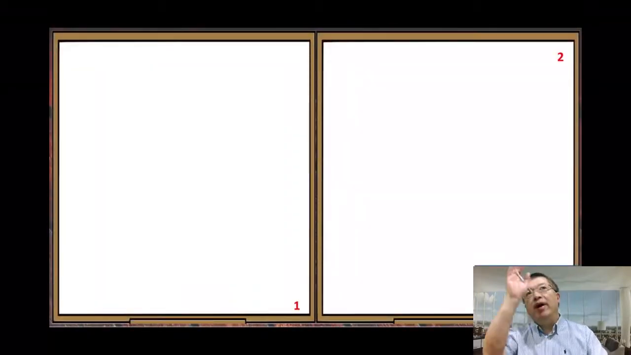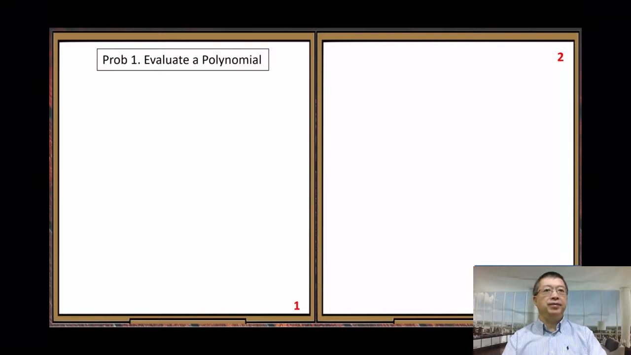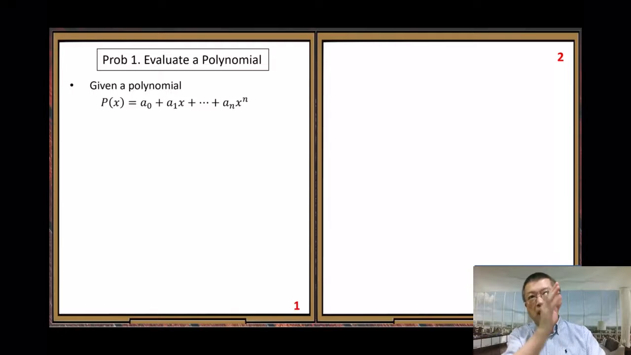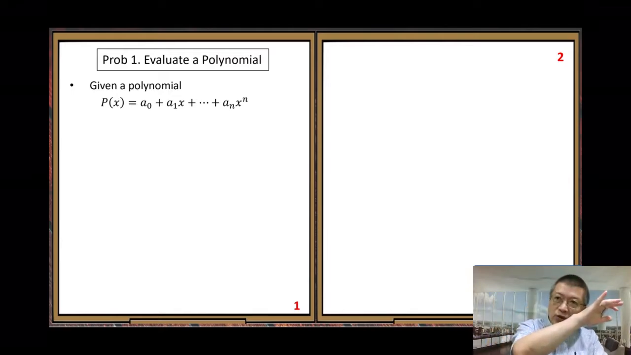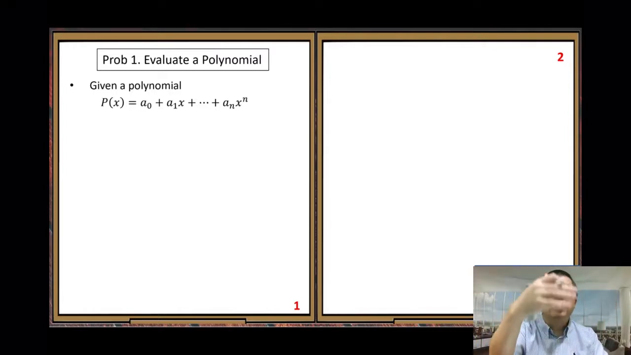First, let's look at our problem number 1 for this class. Evaluate a polynomial. Given a polynomial, we use the standard expression for a polynomial. P of x equals a0. We have a set of coefficients a0, a1 through an. Then we have variable x. So you can see we have a sequence of additions. For each term, we need to do multiplications. So now the question.